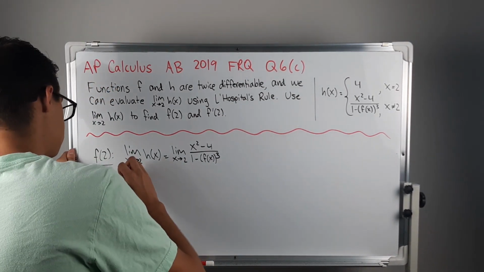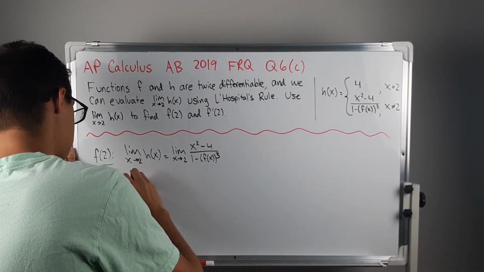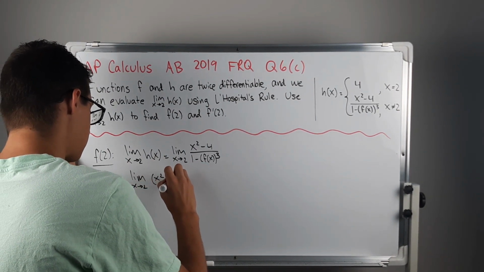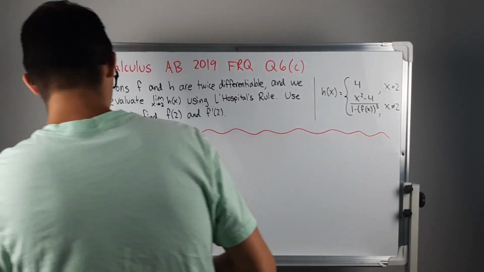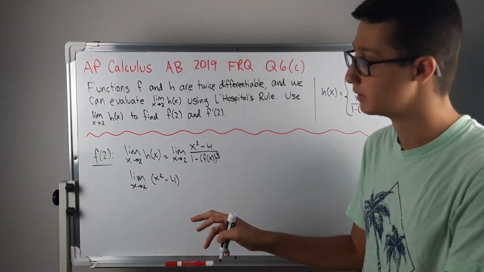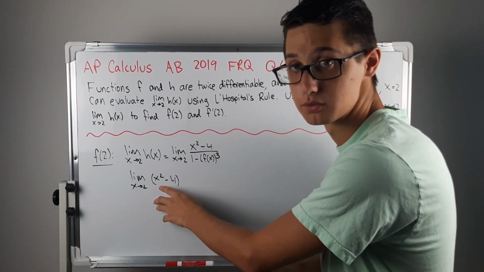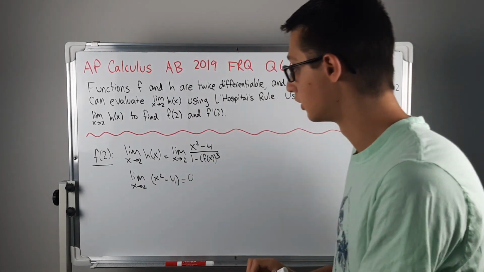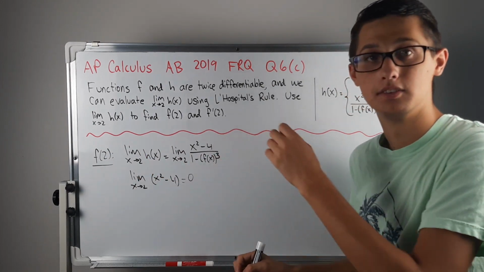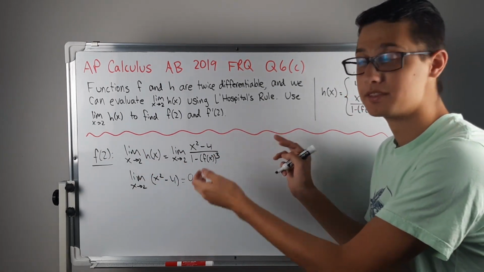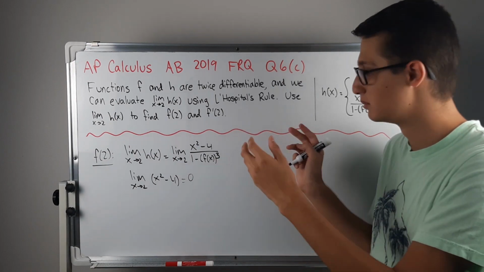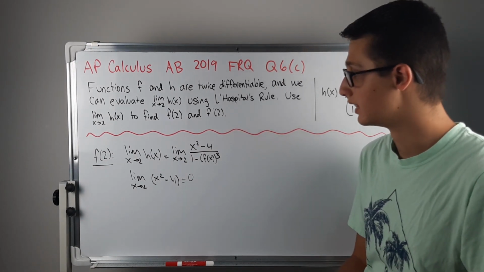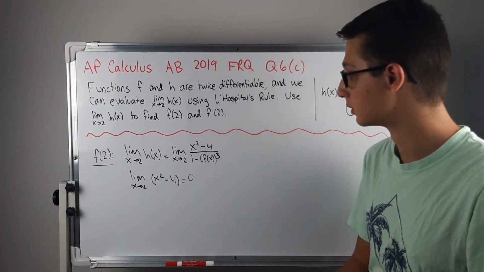The limit as x approaches 2 of just the top, x squared minus 4. We can simply plug in 2, so we get 2 squared, which is 4, so 4 minus 4 is equal to 0. So the limit of the numerator is 0. That means that the limit of the denominator also has to be 0, because that way we have the 0 over 0 situation that enables us to use L'Hopital's rule.